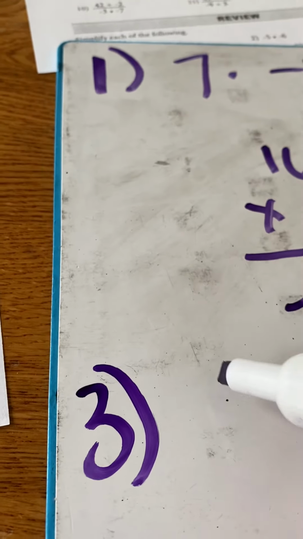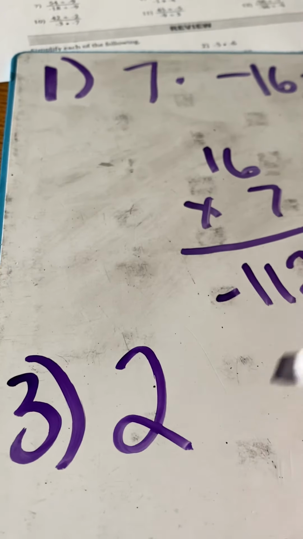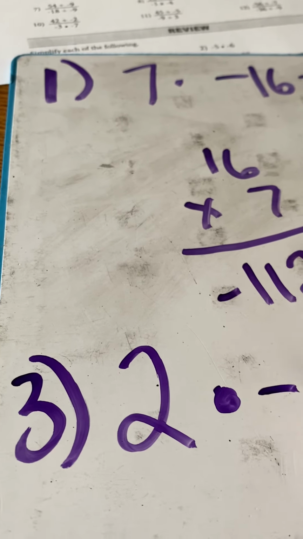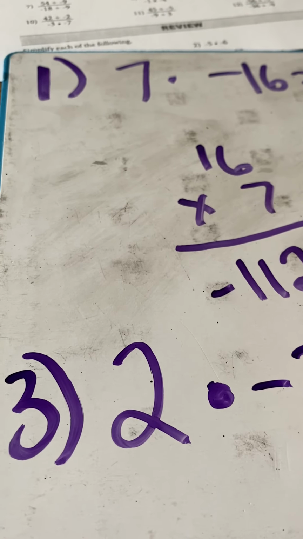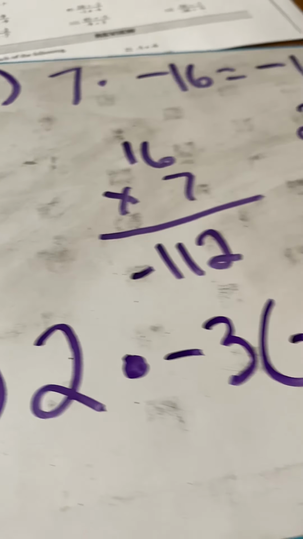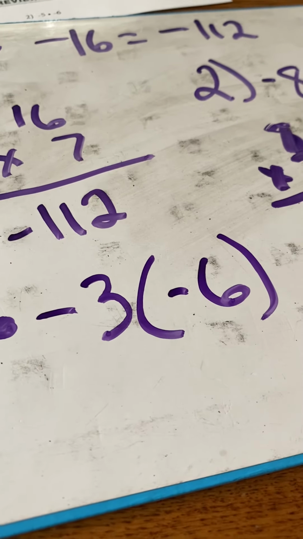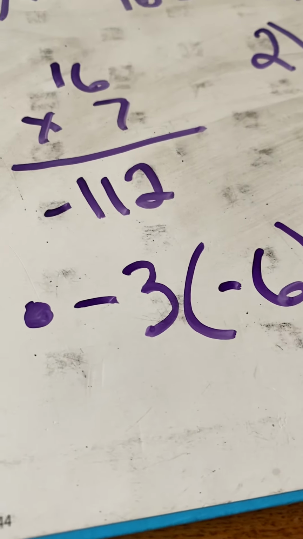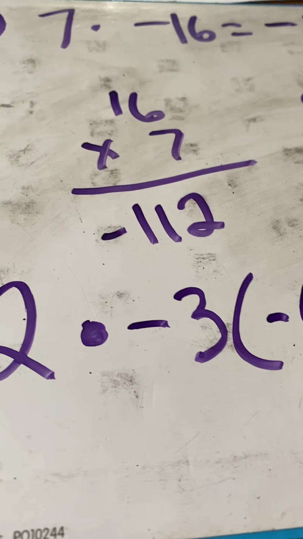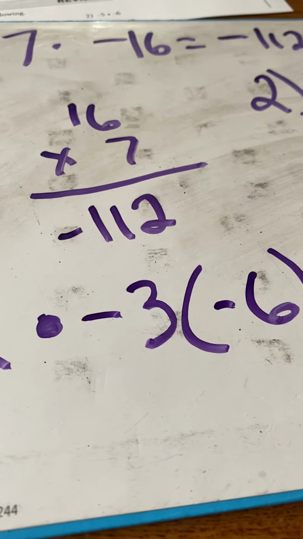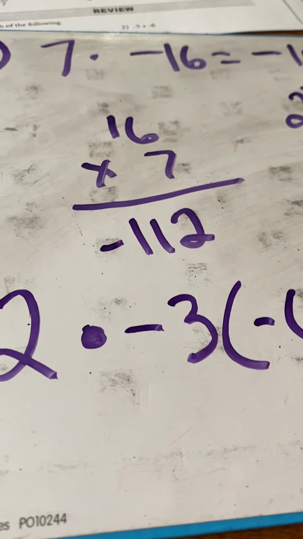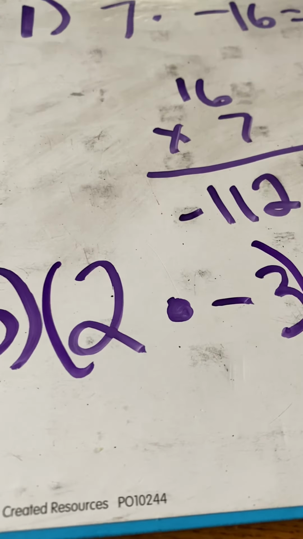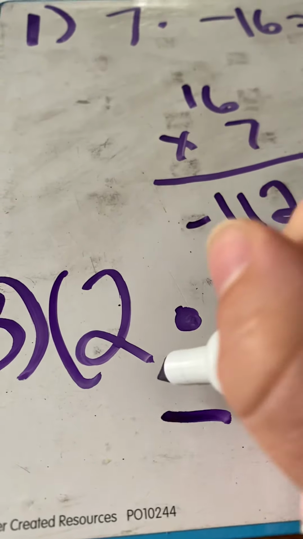All right, we're going to go on to number 3. We've got 2 times, I'm using the dot here, negative 3 times a negative 6. And the parentheses help you to keep the negative signs apart from each other so you don't forget them. What we're going to do first is grouping together. Now remember, it says when multiplying more than 2 integers, which we have 3 here, we're going to group them together. So I'm going to group the 2 times the negative 3 together, and that's going to give me a negative 6. I'm going to keep this in parentheses.